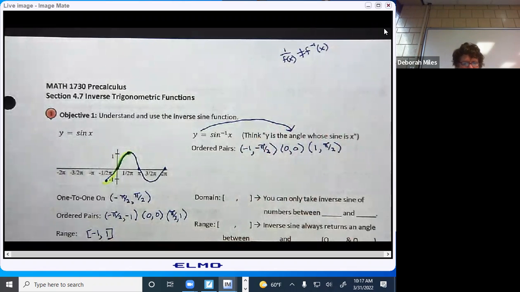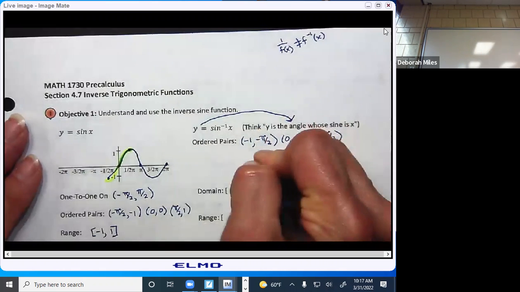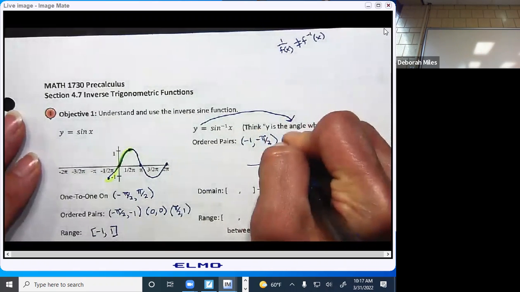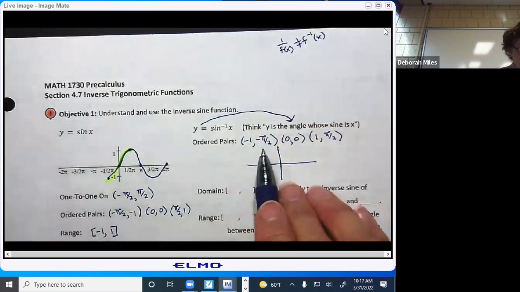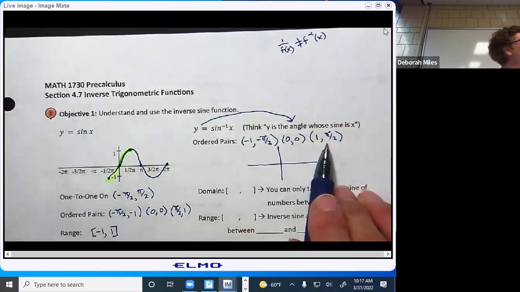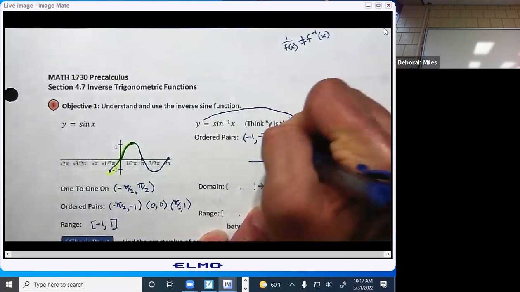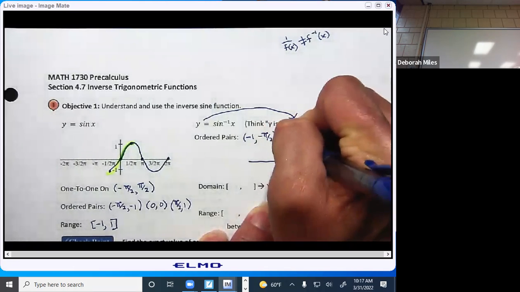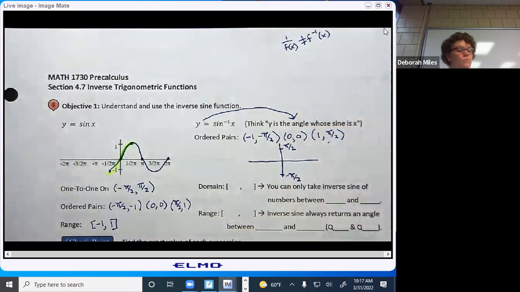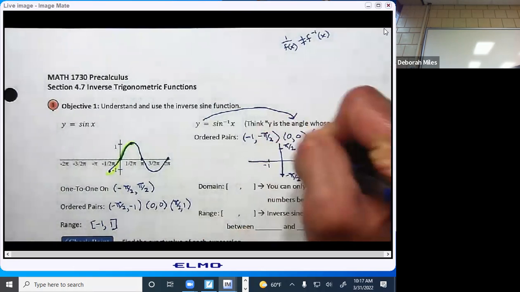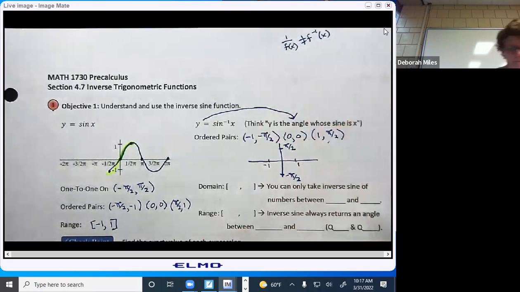And so when I try to graph that, I'm going to need the -pi over 2 and positive pi over 2. Those are y values. I need to count by pi over 2's on my y-axis from -pi over 2 to positive pi over 2. And on my x-axis, I'll count from -1 to +1.